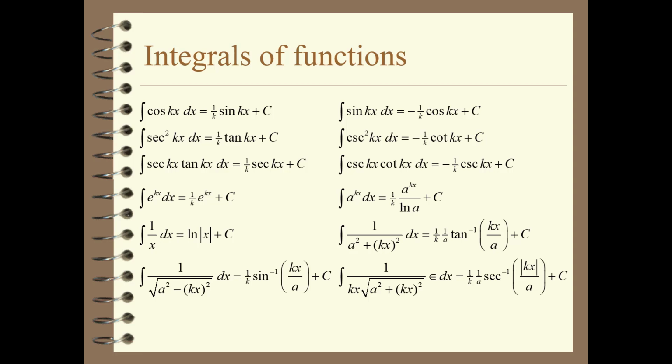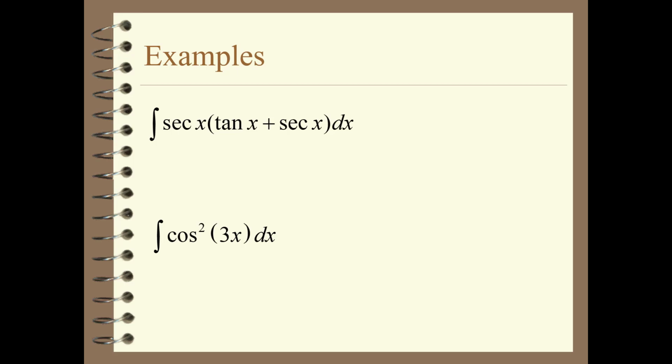To compensate for that multiplication of k, you divide by k. That's why pretty much all of these have a 1 over k in front of them. It's trying to take into account the correction of constants for you. I would strongly suggest that you memorize really all of these. So let's try some more of these.